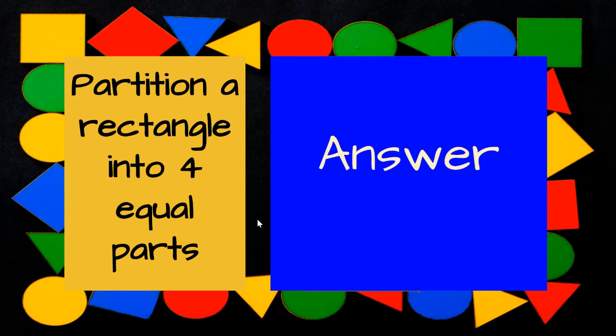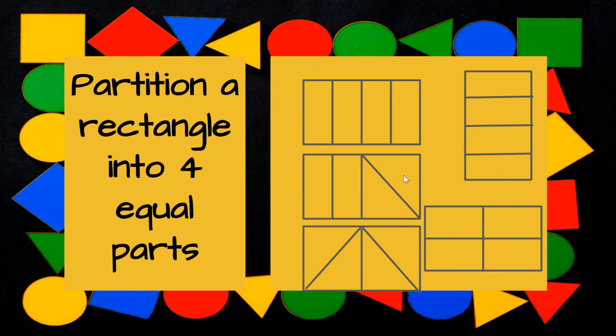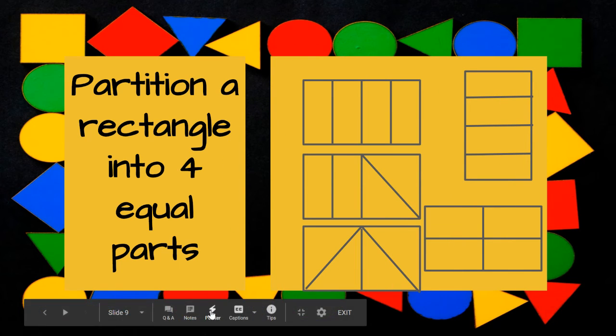Okay, now I want you to partition a rectangle into 4 equal parts. When you do this one, I want you to think about the other ways that you could do this that we just talked about. Think about that carefully. Okay, let's see what the answers are, because there are many answers for this. Oh my goodness, look at all those answers for this one.